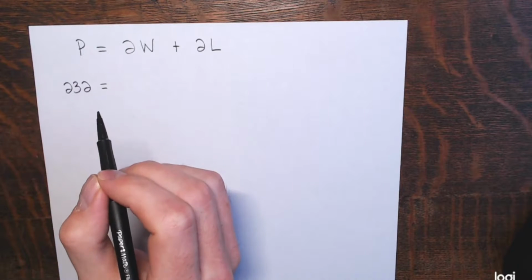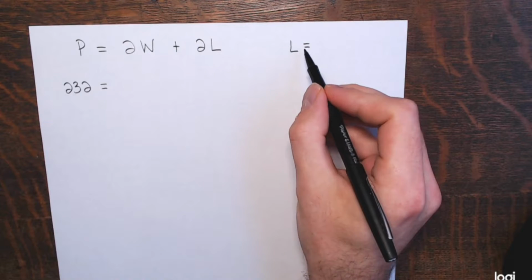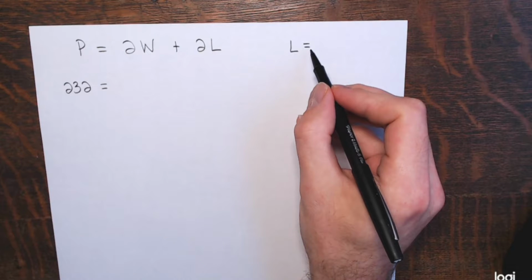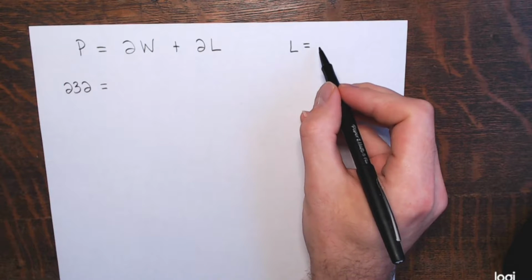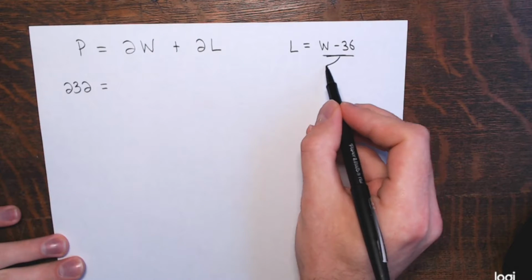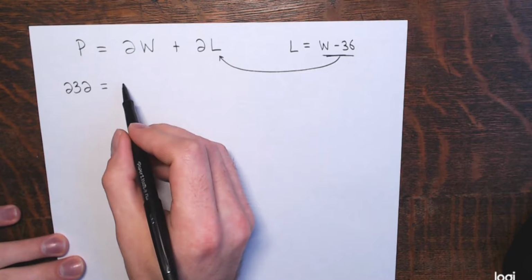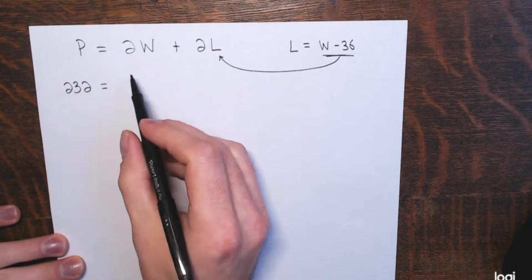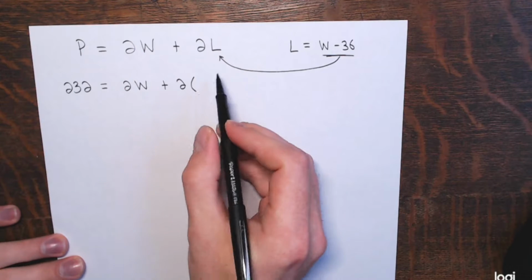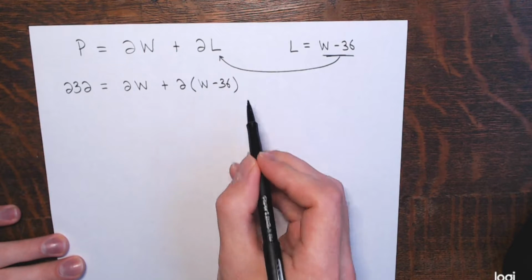And they say the length of the parking lot, this rectangular parking lot they're describing, the length is 36 feet less than the width. So the width minus 36. So I'm going to put this expression in for the length in my perimeter formula. So 232 feet for the perimeter equals twice the width plus twice the length, but the length is being replaced by 36 feet less than the width. And then I solve this equation for W.